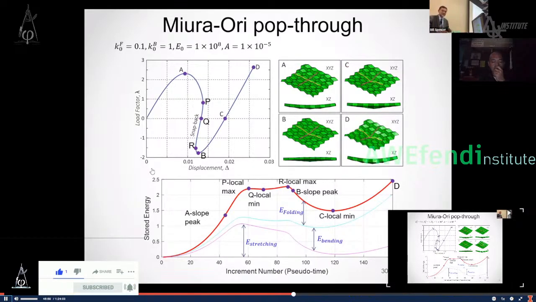For example, like this one that shows the mural or it pops through. For example, if I have a tessellation like this one, and I apply a force here, then you can see that this will change locally the entire configuration. And then we can quickly simulate this in Merlin, okay?